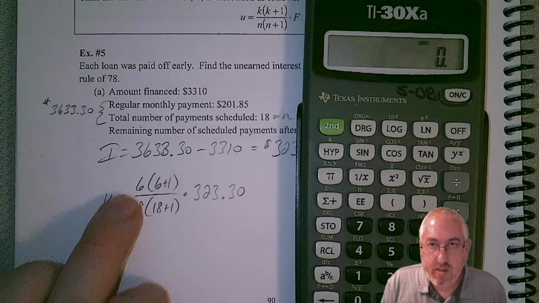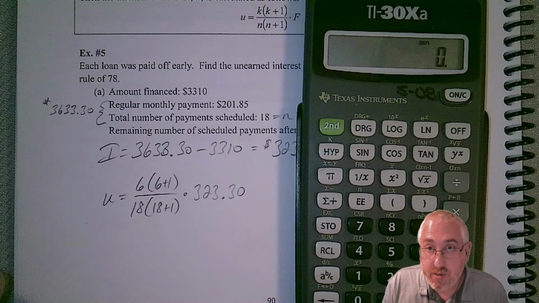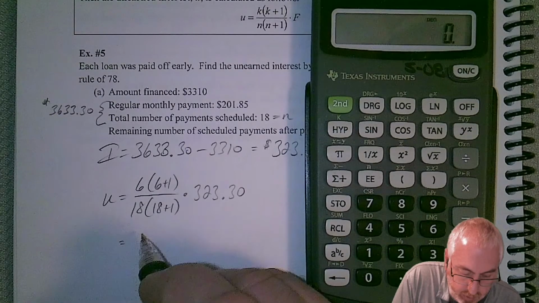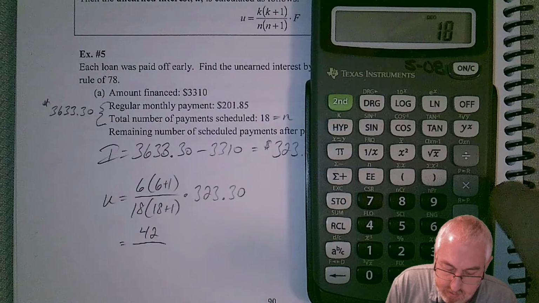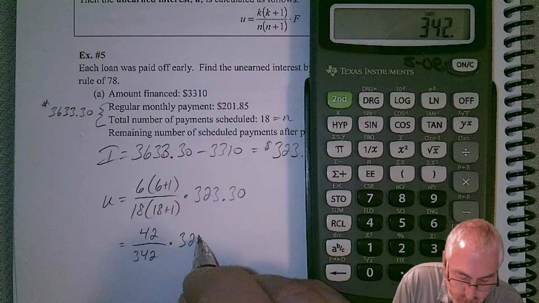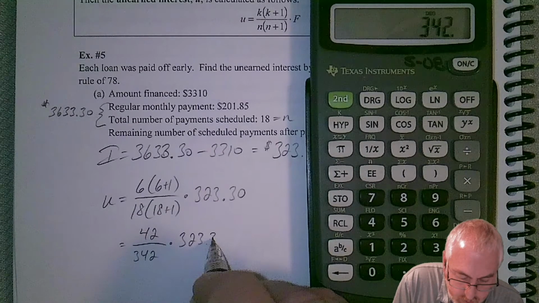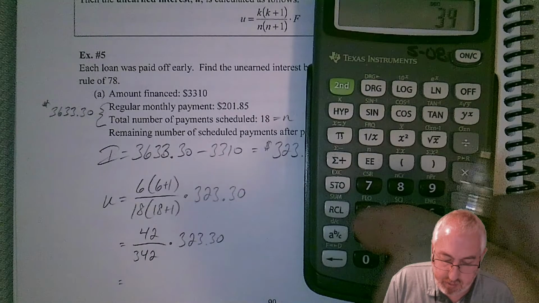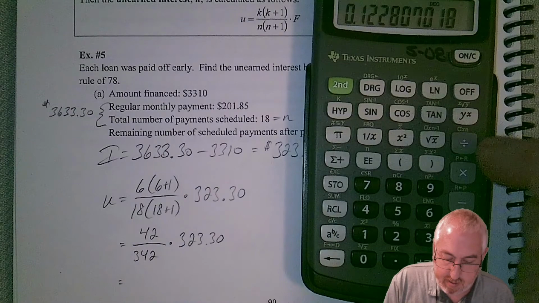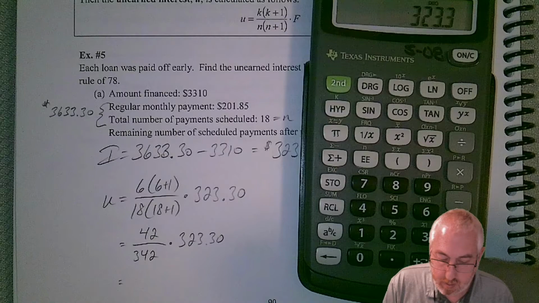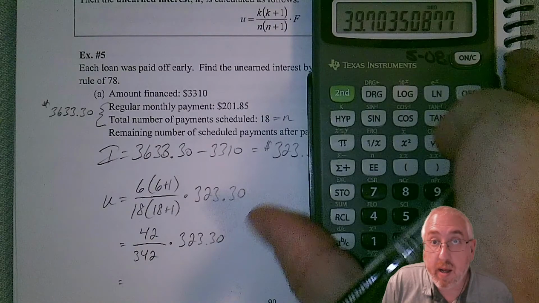Now if you want to simplify the top and bottom first, you can do that. Doesn't hurt. So 6 times 7 is 42. 18 times 19 is 342. And now we can divide. So 42 divided by 342 is that, times 323.3. So it looks like $39.70.